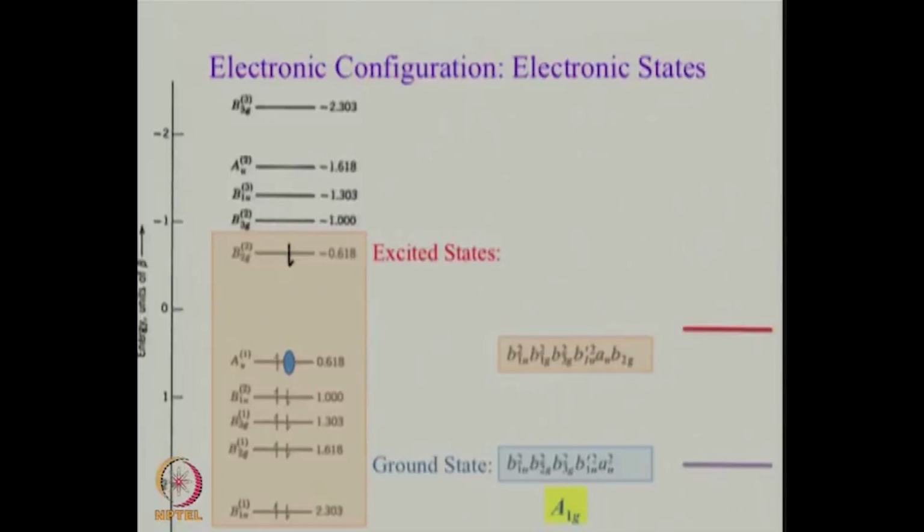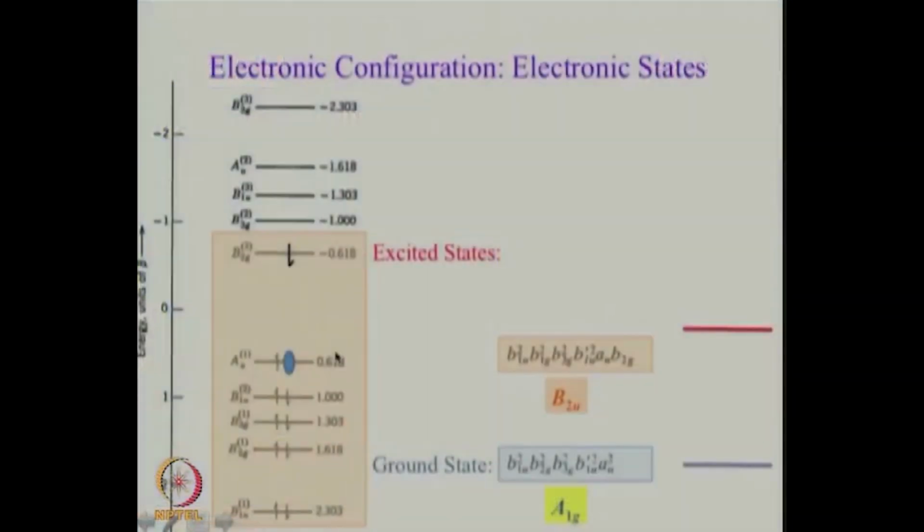Well, you can work it out looking at the character table or product table, or you can remember that the direct product of A and B is always B, and the direct product of G and U is always U. So, what you get is B2U. And remember, we write symmetries of states in capital letters, we write symmetries of orbitals or wave functions in small letters. Okay. So, this is your excited state obtained by HOMO to LUMO transition.